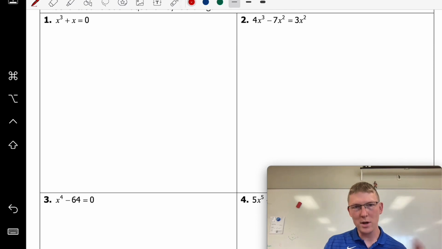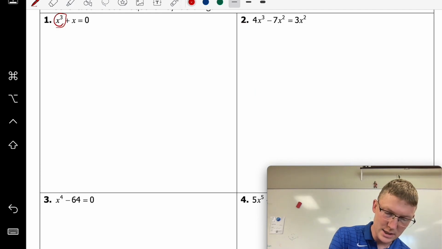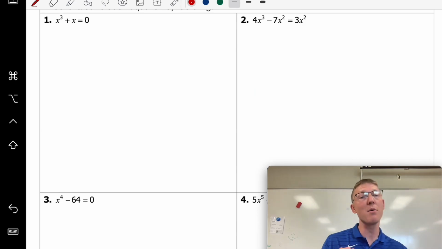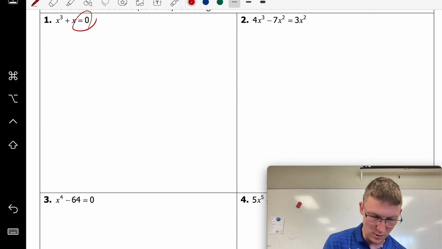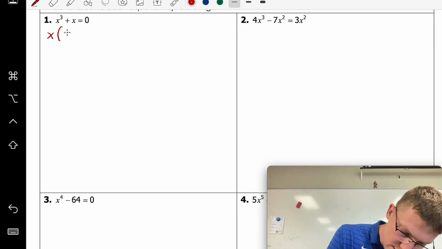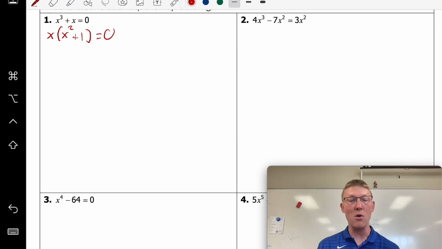All right, looking at number one, we always start easy, right? So step one for factoring, we always look at what they have in common. By the way, step one for solving is move everything over to one side, set it equal to 0. This is already equal to 0, so we're good to go. Anyway, so we're gonna pull an x out whenever we factor. So now we're gonna have x squared plus 1 equals 0. And now we can solve.